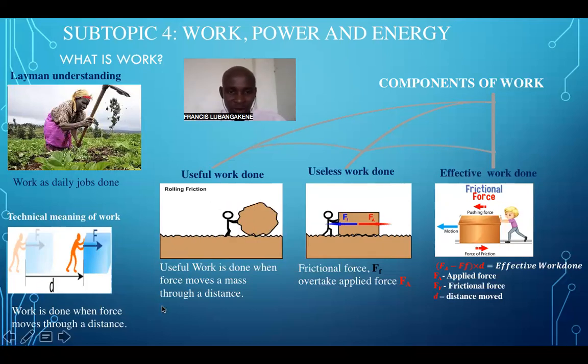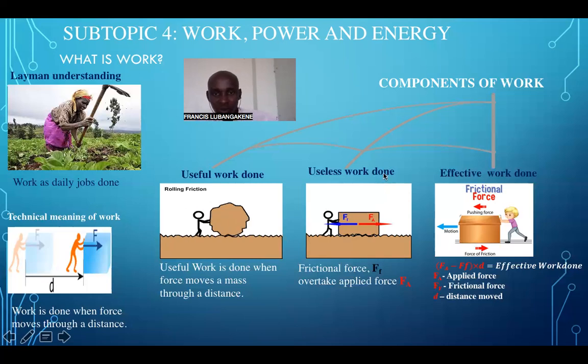And then through the components, we can see that the components of work are explained by these videos and the closets, showing you how useful, how useless, or how effective the work done is. It is only useful when you can overcome the friction, but it is useless when you cannot overcome the friction, just like the second boy here. The second boy here cannot overcome the friction. So it is useless work already done.